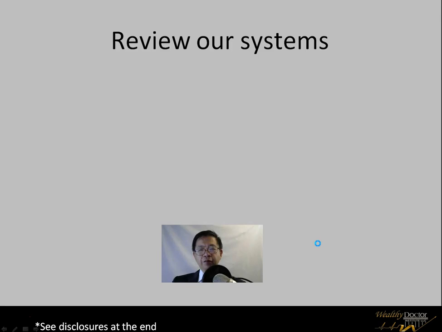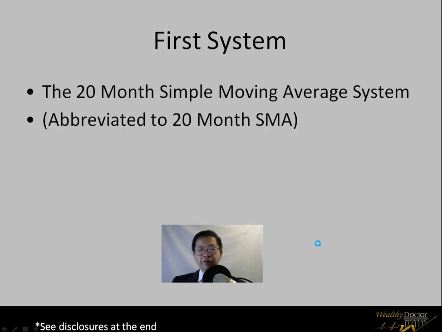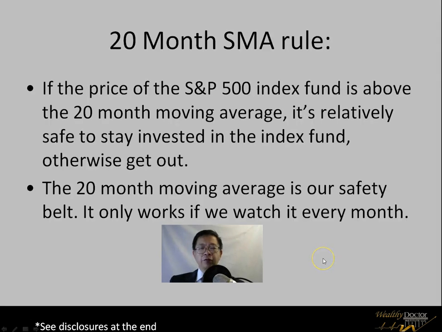So reviewing our systems, we'll start with the 20-month simple moving average system, abbreviated to the SMA system. With this system, we have basically one rule. All you have is a 20-month moving average. If the S&P 500 index mutual fund is above the 20-month moving average, then it's relatively safe to stay invested in the S&P 500 index fund, otherwise get out. Remember, the 20-month moving average is our safety belt. It only works if we watch it once a month. Not more often, not less often.